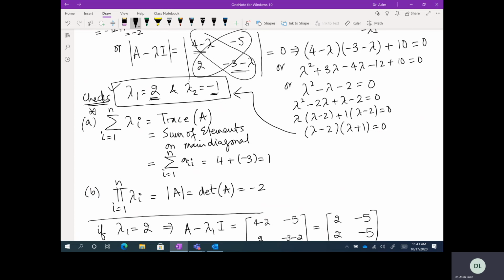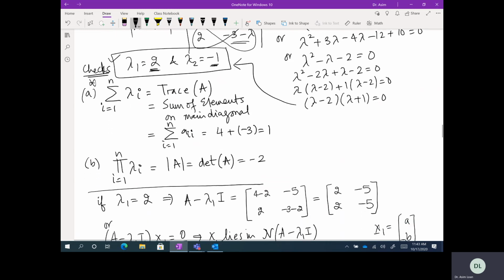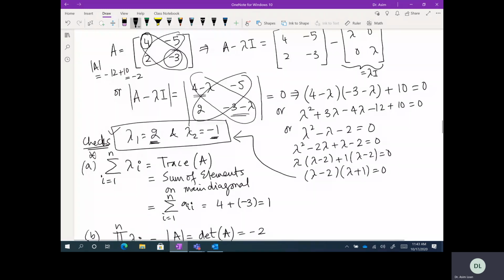One of the checks is that the trace of a matrix is the sum of the elements on the main diagonal, and this is equal to the sum of the eigenvalues. And the second check is that the determinant of a matrix is the product of the eigenvalues. So whenever you compute eigenvalues, you should always check whether the sum is the trace or the product is the determinant.